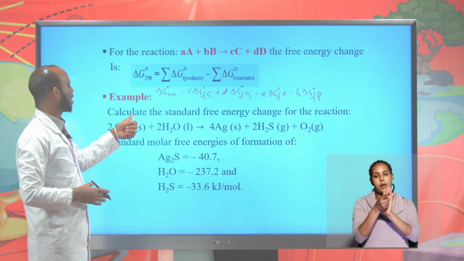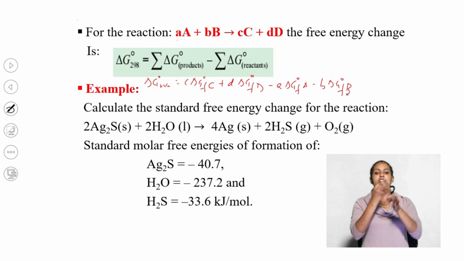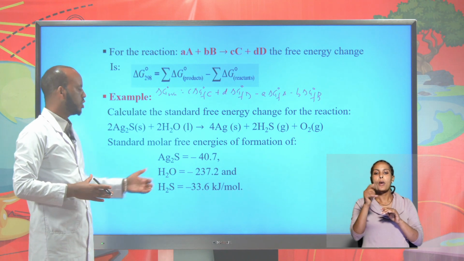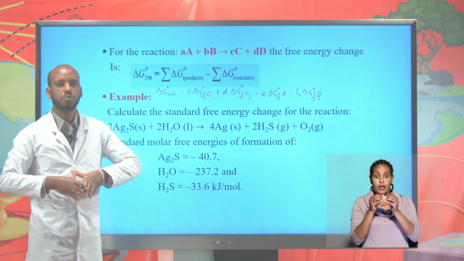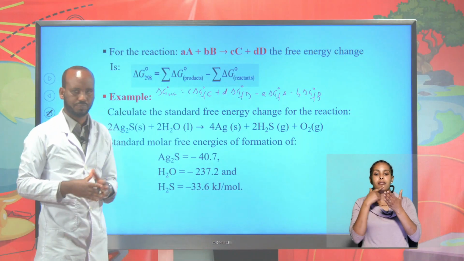For example, calculate the standard free energy change for the reaction silver sulfide plus water gives silver plus hydrogen sulfide plus oxygen. Standard molar free energies of formation: silver sulfide is minus 40.7 kilojoule per mole, for water, minus 237.2, and for hydrogen sulfide, minus 33.6 kilojoule per mole. You are asked to calculate the standard Gibbs free energy change for this reaction.